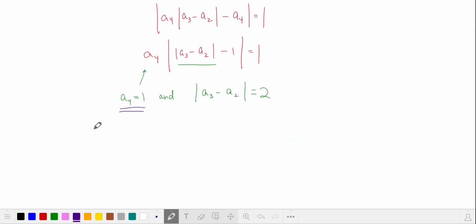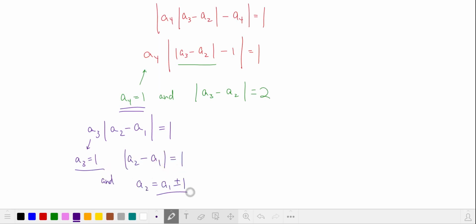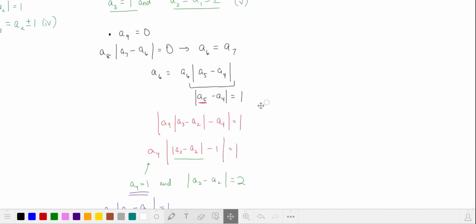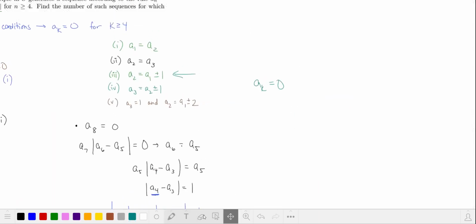Let's rewrite this first condition as a3 times the absolute value of a2 minus a1. We want this to be equal to 1, which means a3 equals 1, and our second factor is equal to 1. This condition looks familiar, and we see that we actually have this here in condition number 3. So we're going to have an a sub k that's equal to 0 before we get to a sub 9. We can also infer that for k greater than or equal to 10, by repeating this process, we're not going to find any new a sub k's that are equal to 0. So these are our 5 conditions.